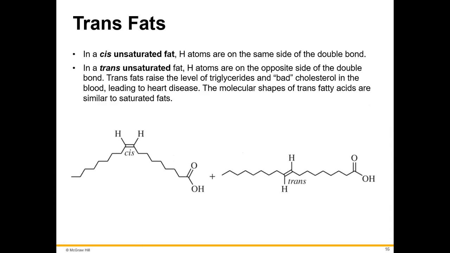And then some other words that you've heard in the diet community: trans fats. Have you ever heard about trans fats? So in a trans unsaturated fat, what that means is that the hydrogen atoms are on opposite sides of the double bond. And so those are typically called the bad fats, right? Because they raise triglyceride levels in the blood, and it's a whole different molecular shape. Whereas you don't hear too much about these, the cis unsaturated fats have the hydrogen atoms on the same side.